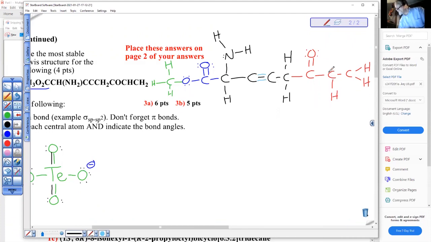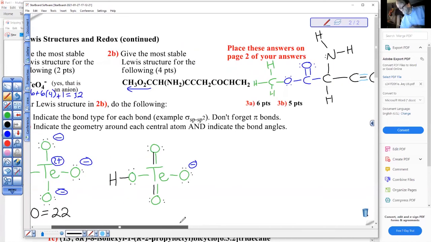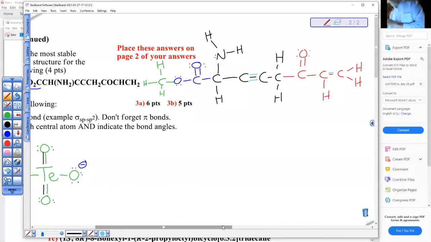Going over here, don't put a pi to the left. Got to go to the right, and you're done. There is your Lewis structure for this molecule. That is the answer for 2B.